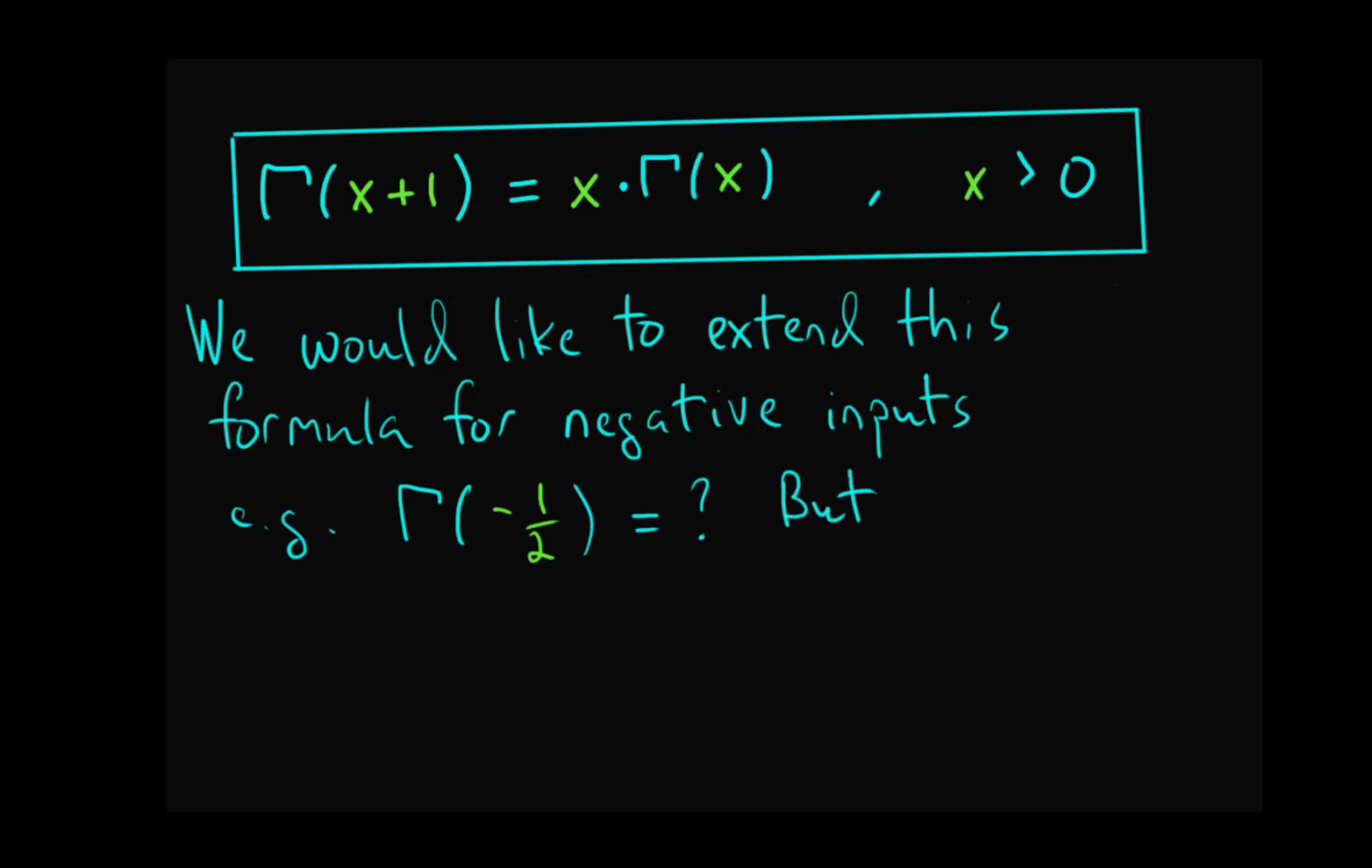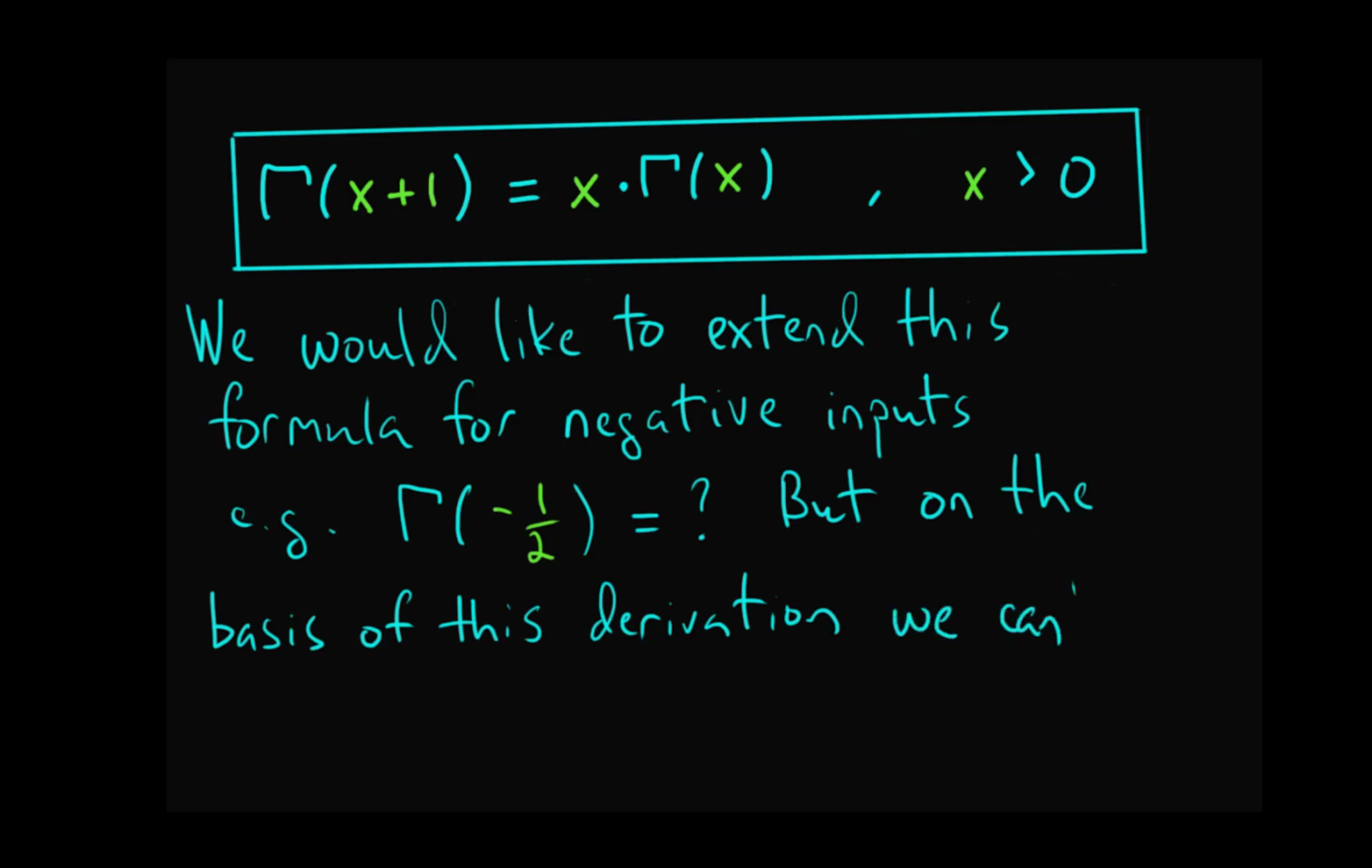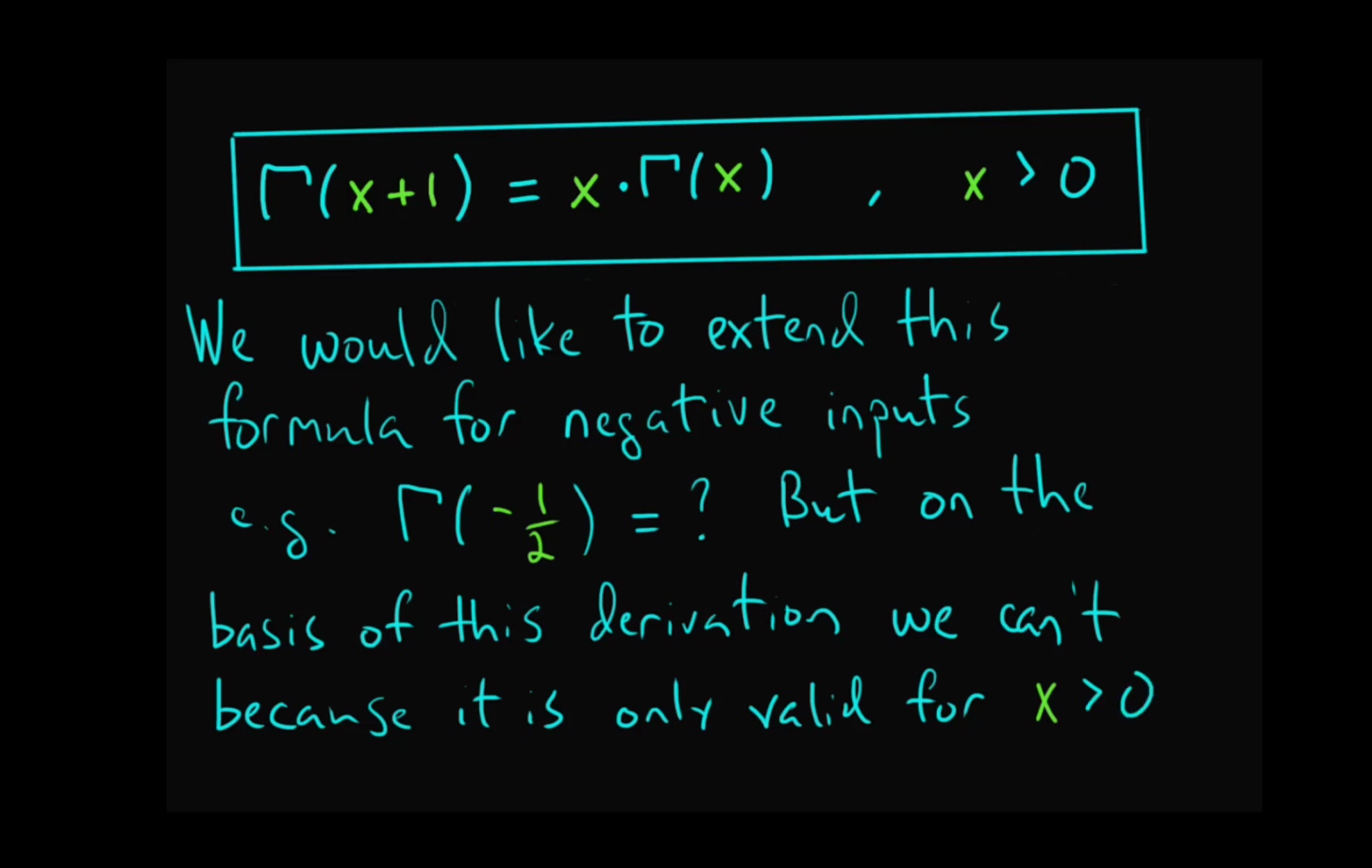But if you've been paying close attention to this video, you would say, hold on a second. Because on the basis of the derivation for the gamma functional equation that I've provided so far, we can't do that. Because the derivation of the gamma functional equation was only valid under the assumption that x is greater than 0. It's right there in our boxed formula. The gamma functional equation is only valid when x is greater than 0.